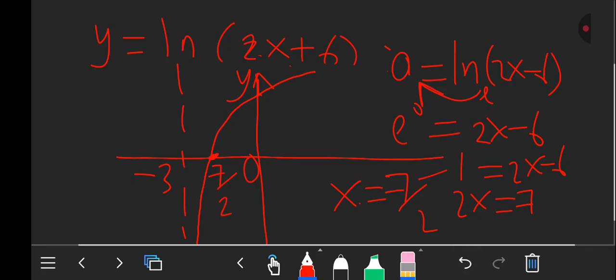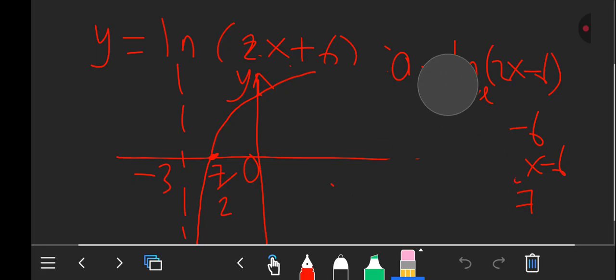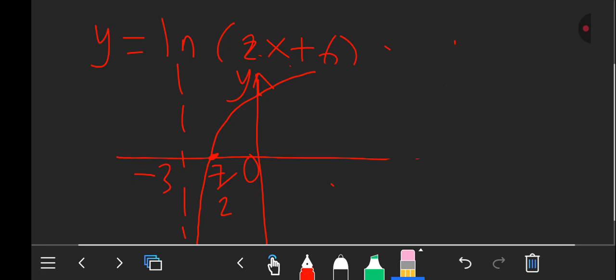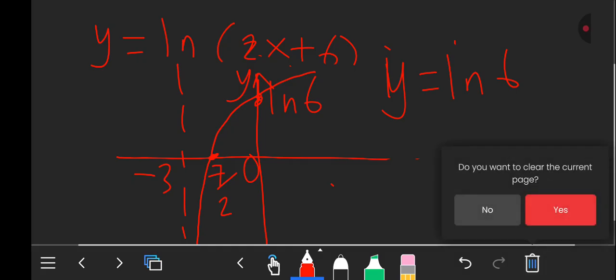Then where it crosses the y-axis, in that equation, where there is x, substitute 0. If we substitute 0 there, we'll find that y will be equal to ln 6. So there, it is actually ln 6. So that is how to sketch.